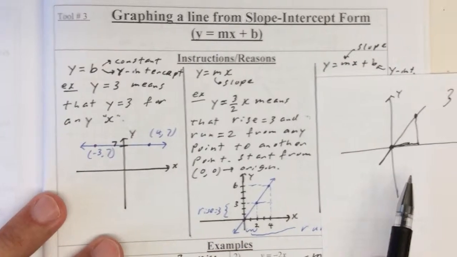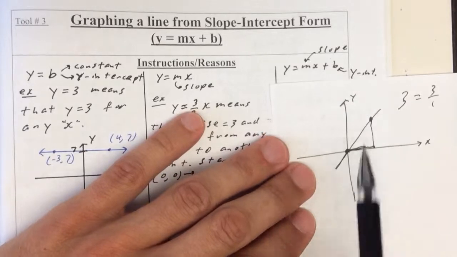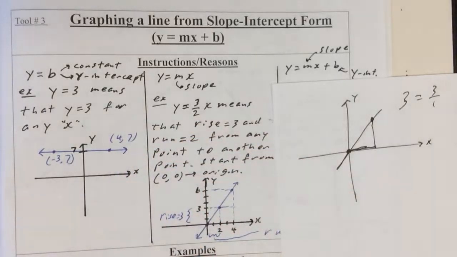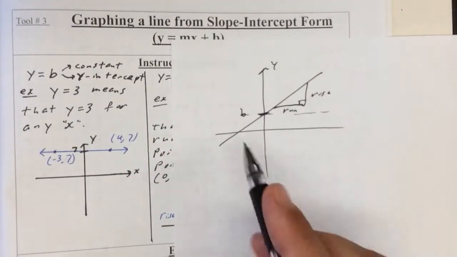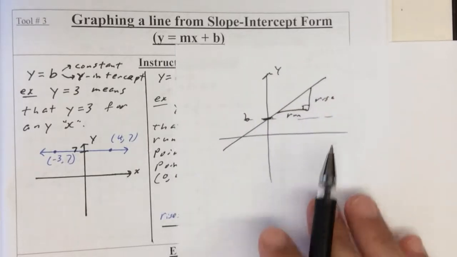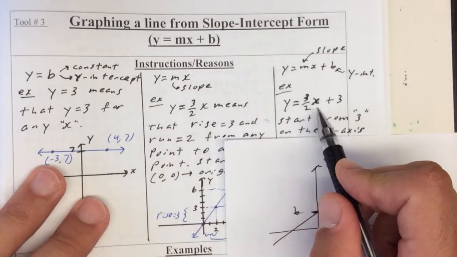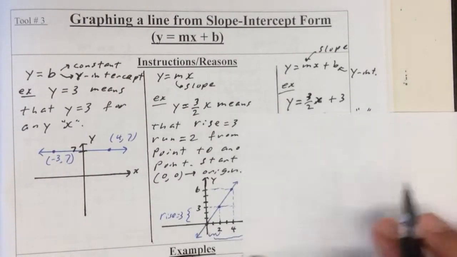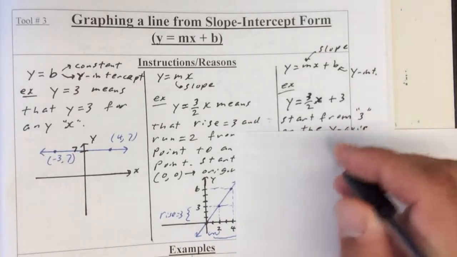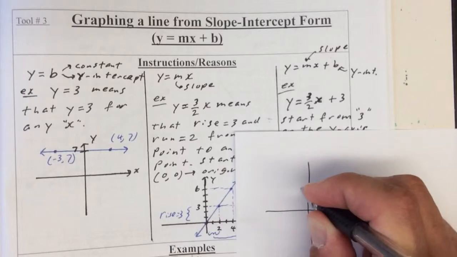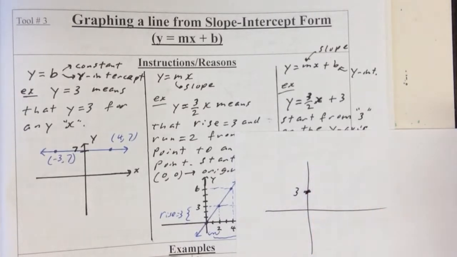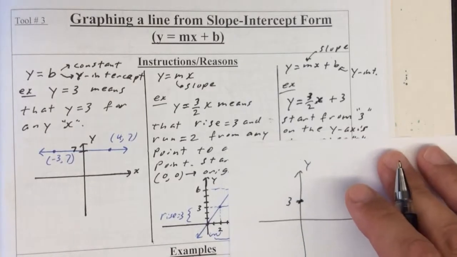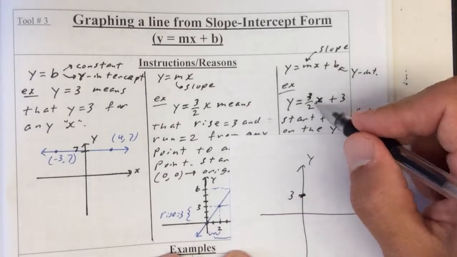Now, if you have y equals mx plus b, where b is not 0 and m is not 0, then you have a line that is going to look something like this one that I had here, where it's not going to go through the origin and there's going to be a slope. So for example, y equals 3 halves x plus 3. You're going to start from 3 on the y-axis. Because you know that's the y-intercept, you start from there. Start from 3. That's a point on the line. And then you use the slope from that point to get another point. So you're going to rise 3.